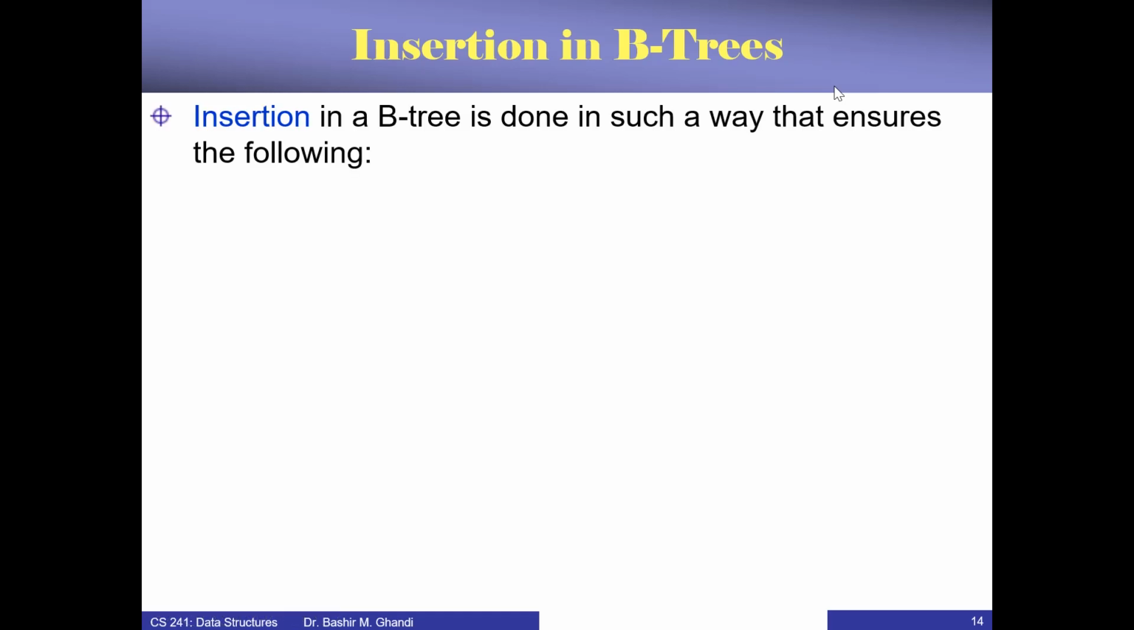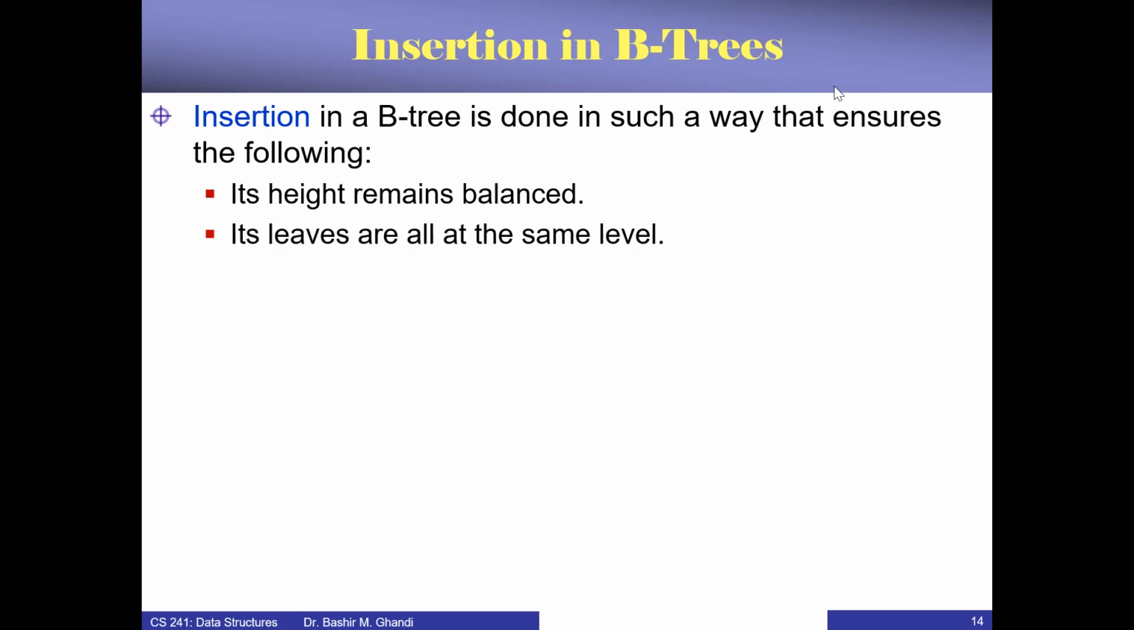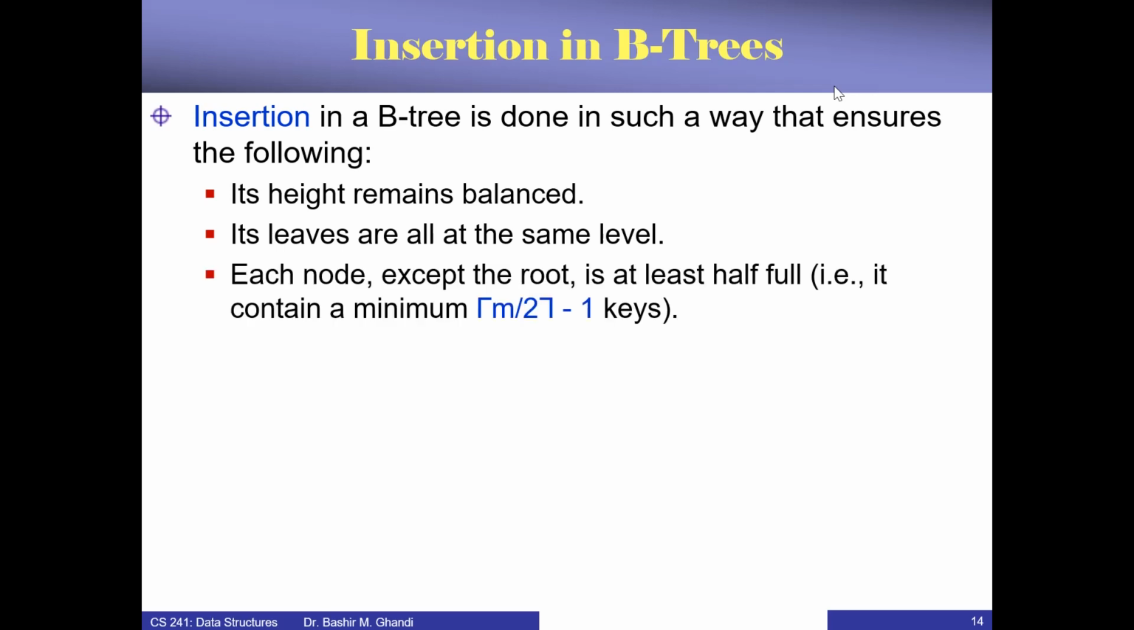Now insertion in a B tree is done in such a way that it ensures the following. Its height remains balanced. Its leaves are all at the same level. And as we specified in its property, each node except the root is at least half full. That is, it has a minimum of ceiling of m/2 minus 1 keys. Each node except the root must have this number of keys.